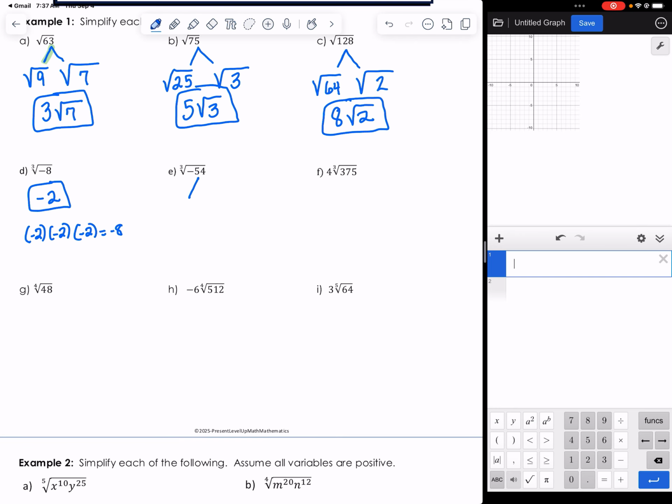So I'm going to split this apart, and I'm going to have a cube root times a cube root, and I want that first cube root to be a perfect cube. So I'm going to use negative 27 times 2, because that will give me negative 54. Now the cube root of negative 27 is negative 3, and then we have cube root 2.